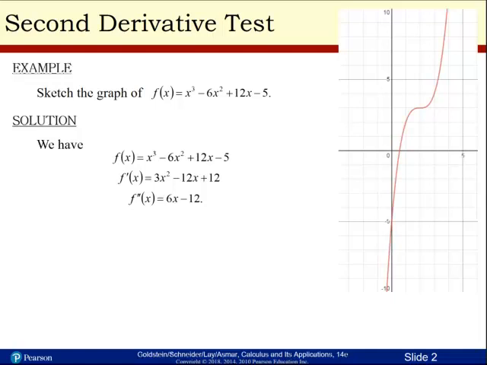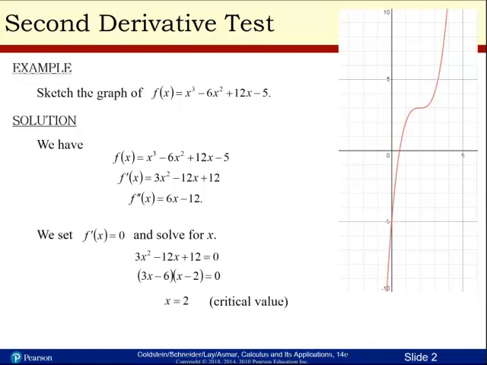I'll need to find the maximums and minimums first, so that means I'll need to find the critical points. To do this, I'll set the first derivative equal to 0 and solve for x. When I factor that, I'll have 3 times x minus 2 times x minus 2, so x equals 2 for both of these, which is pretty nice. So at x equals 2, I have a critical value. And I look at my graph to see if something is going on here, and I definitely see that there's a change going on at x equals 2.